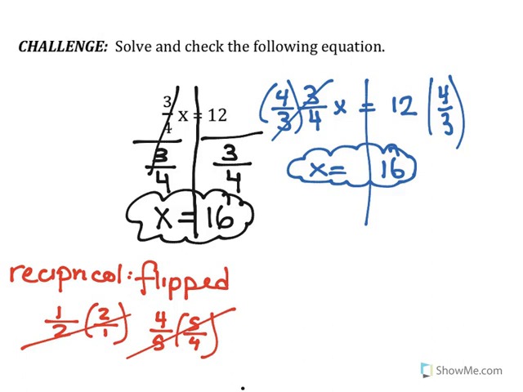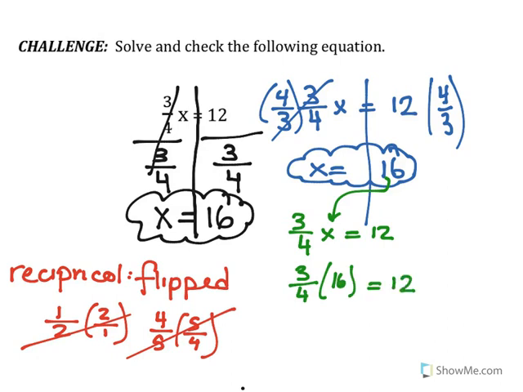I do have to check this, though. So I have 3/4 x equals 12. I'm going to plug 16 in for x. 3 times 16 is 48. 48 divided by 4 is 12, so it checks.